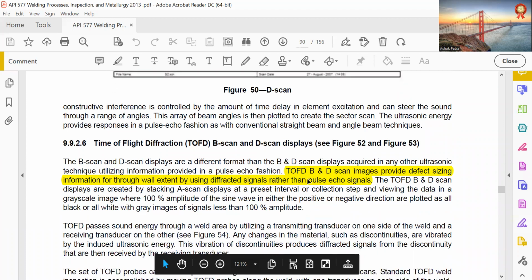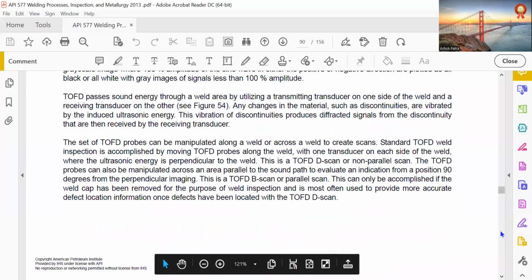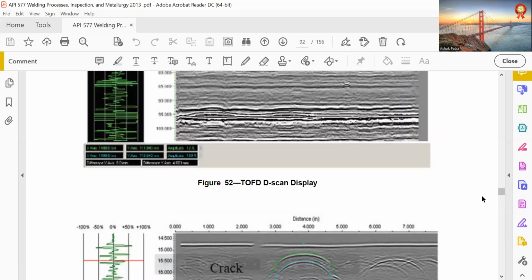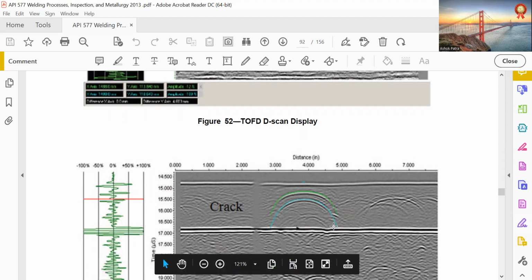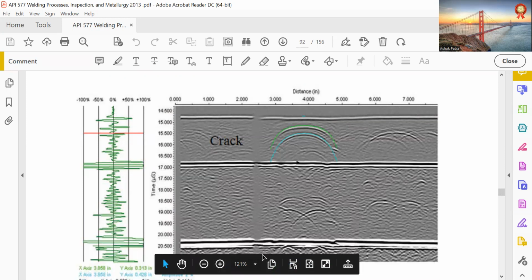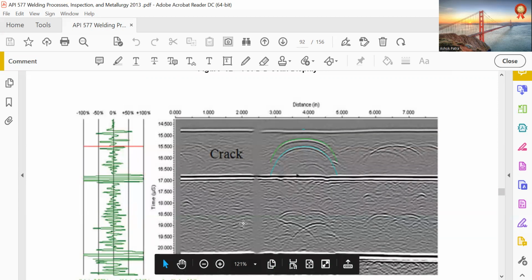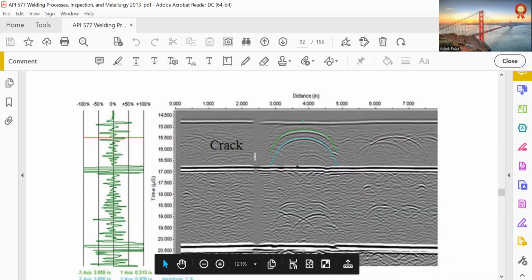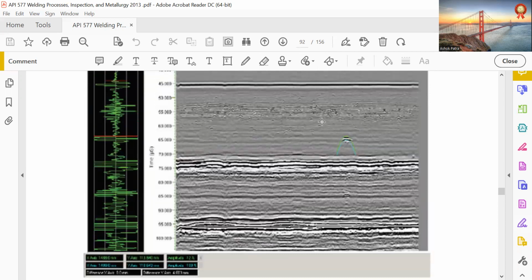Time of flight diffraction, TOFD. B and D-scan images provide defect sizing information for through-wall extent by using diffracted signals rather than pulse and echo signals. This is TOFD. So if there is a problem somewhere here, this is the initial and final pulse, that is no problem. And this is the second pulse. But there is something here, and on the top there is something missing here, which is not good.